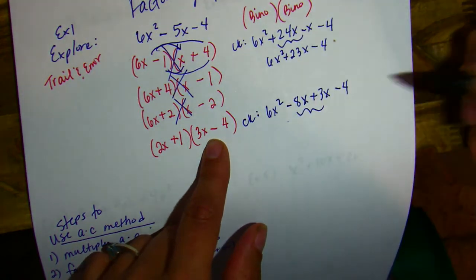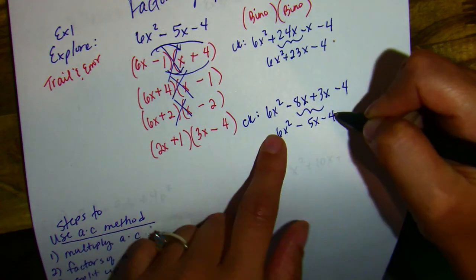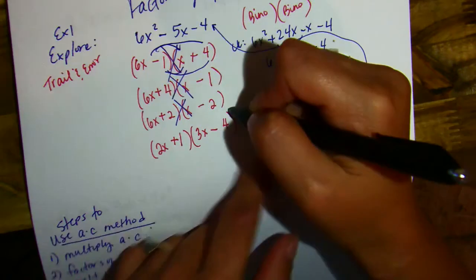And then I can combine my like terms and I get 6x squared minus 5x minus 4. And lo and behold, look, it matches. It matches my original problem. So there is the parents.